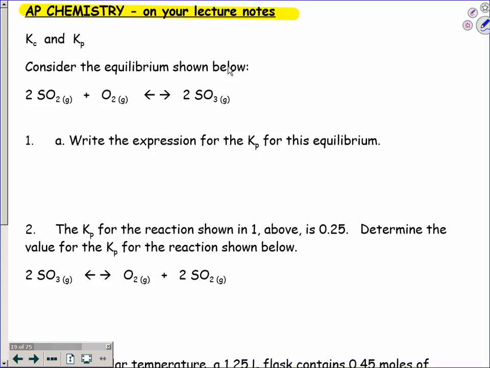So consider the equilibrium shown: sulfur dioxide plus oxygen yields 2 sulfur trioxide. Write the Kp expression. When I say expression, what does that mean?